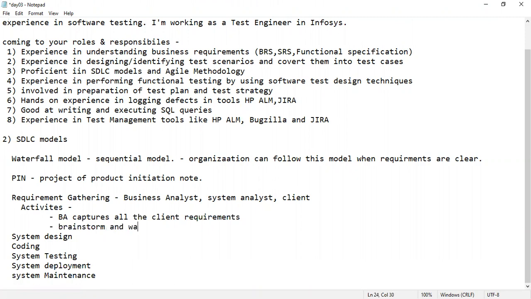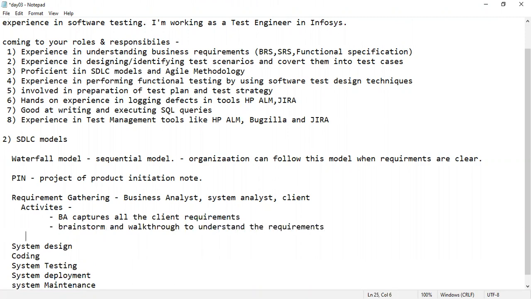Brainstorm and walk through to understand the requirements. So they will conduct multiple meetings to brainstorm themselves the functionalities, and walk through each and every functionality to understand much better. Okay, so they will conduct multiple meetings with clients to understand the requirements, getting more clear. Okay, next, brainstorm and walk through to understand the requirements.